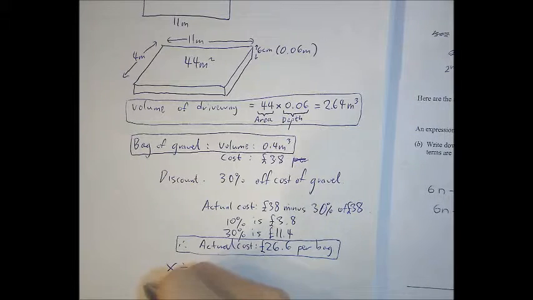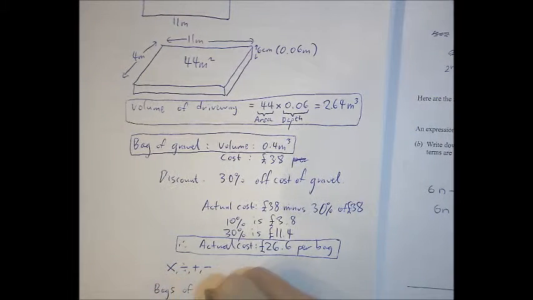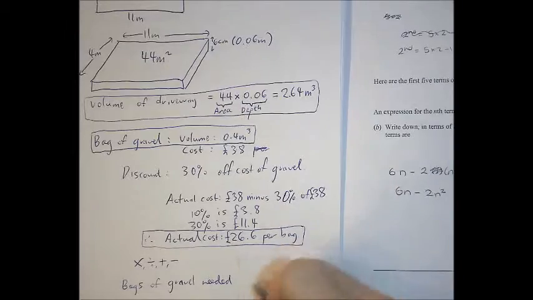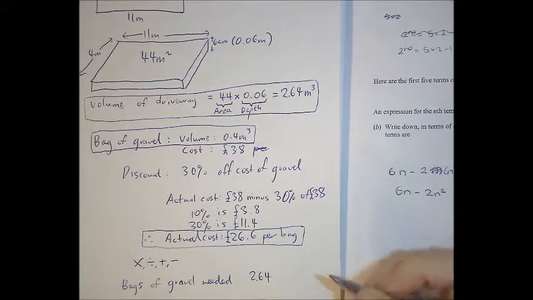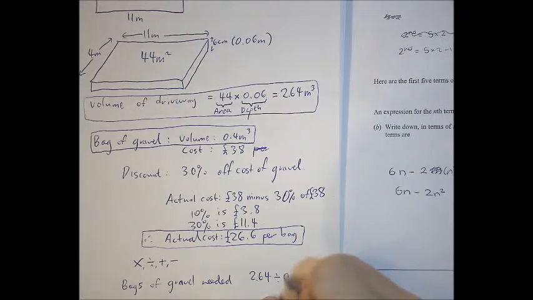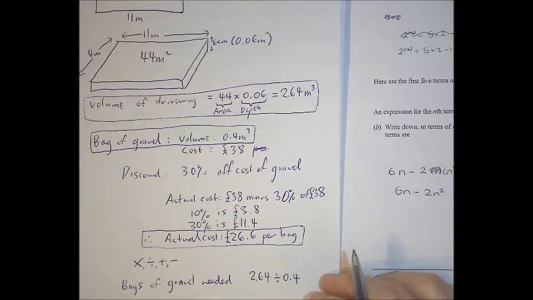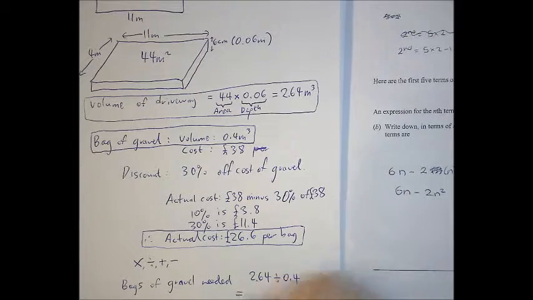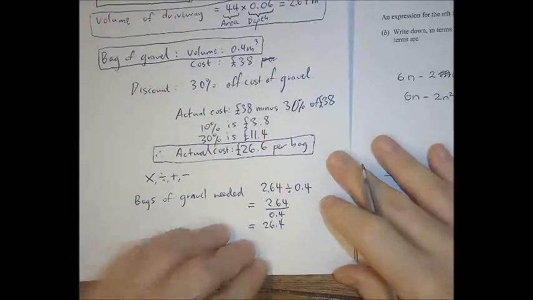Bag of gravel needed is, I think, 2.64 divided by 0.4. Now in a calculator paper, that's dead easy. I'm just going to demonstrate how to do it in a non-calculator paper. It's 2.64 over 0.4, which is 26.4 over 4. I just times top and bottom by 10.